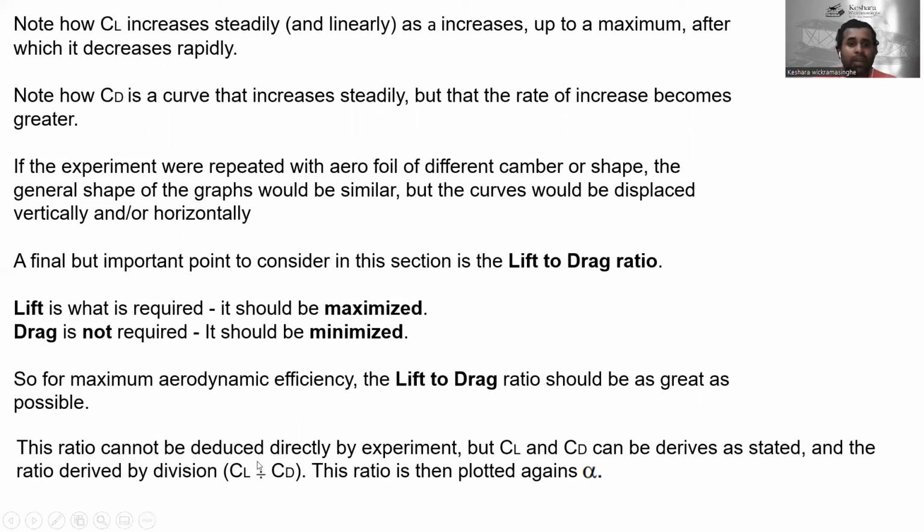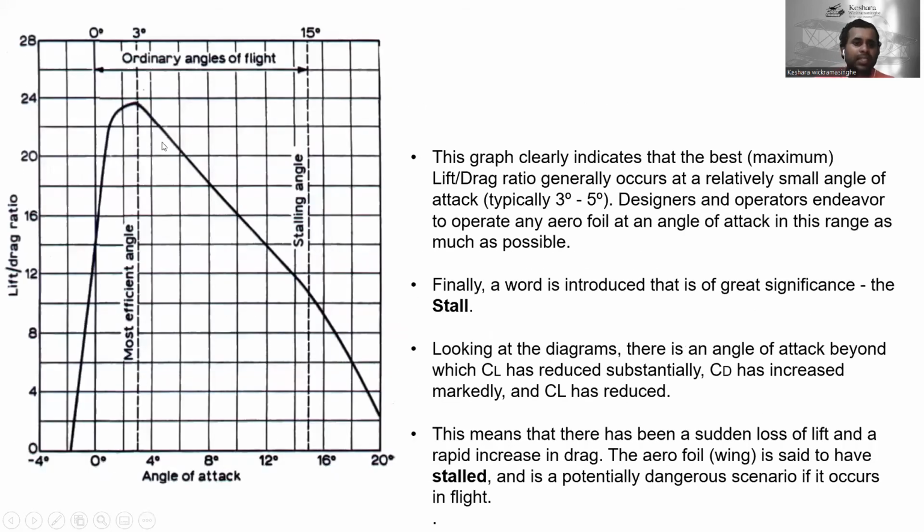The ratio cannot be deduced directly by experiment, but the lift coefficient and the drag coefficient can be derived as stated, and the ratio derived by division, CL divided by CD. This ratio is then plotted against angle of attack. Okay, this is the symbol of angle of attack, not A. Right? So you can see this graph, angle of attack, lift to drag ratio.